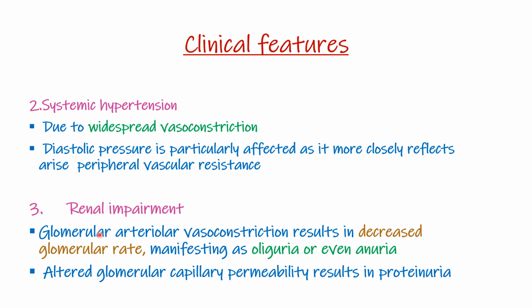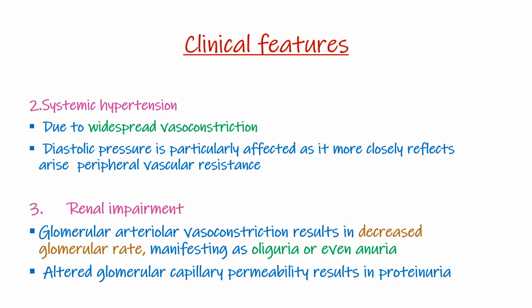The next one is renal impairment. Also note that we are going to have widespread vasoconstriction, so it is occurring even in major organs. Glomerular arterial vasoconstriction results in decreased glomerular filtration rate. If you have decreased glomerular filtration rate, then you're going to have oliguria, that is small urine, or even anuria, that is no urine at all. Altered glomerular capillary permeability also results in proteinuria, and that's why we said one of the definitions of preeclampsia is when you have elevated BP of 140/90, or when in addition to that you have proteinuria or severe features of preeclampsia.